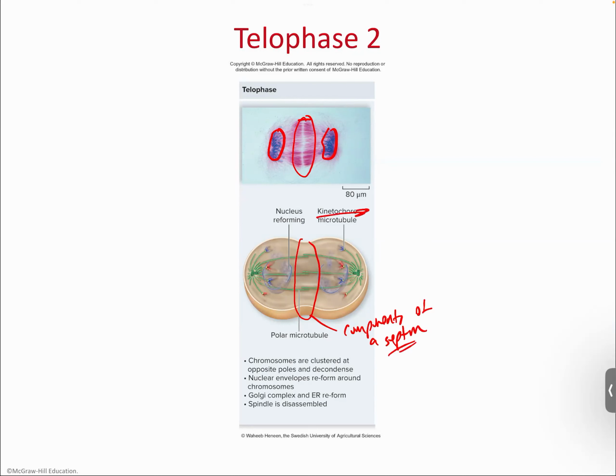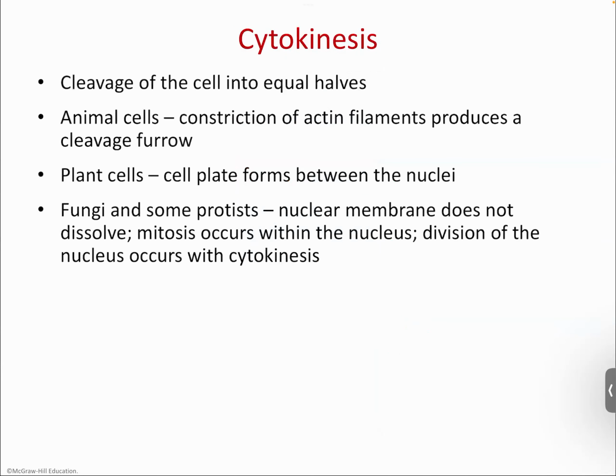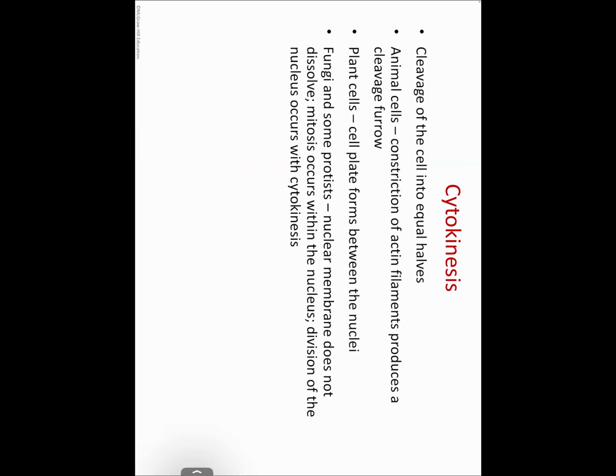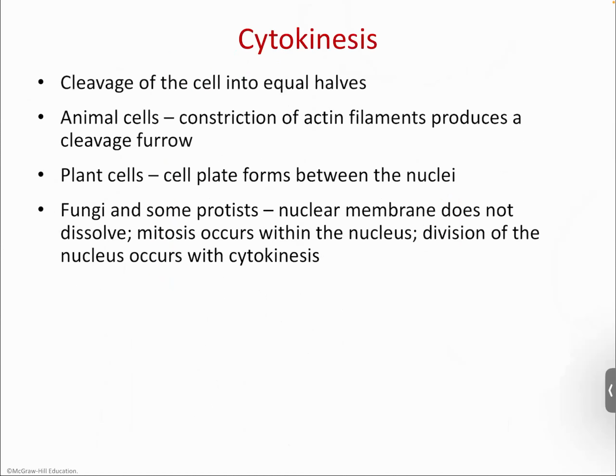Then, of course, you can see the cell starts to elongate, and then now you just have to enter into cytokinesis. Okay. So once you enter into cytokinesis, then basically we see two different systems, right? One that we see in animals and one that we see in plants. In animals, the addition of actin filaments in that little septum area. And that forms what we call the cleavage furrow. And in plant cells, we see the cell plate, right? We talked a little bit about this in lab.